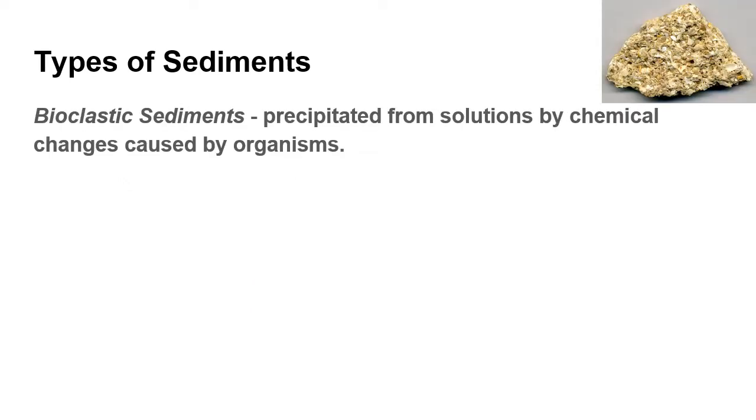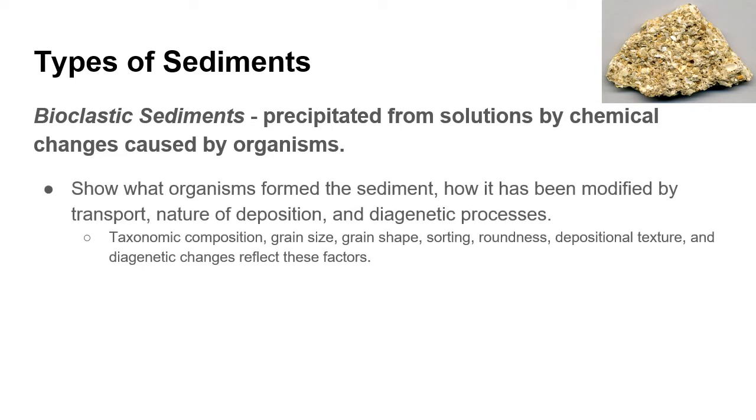Bioclastic sediments, our next group, are a little bit different. So in this case, these are precipitated by organisms themselves. So the chemical alterations that are happening where we go from a dissolved material to a chemical solid precipitant is done biologically. It's done by organisms themselves. However, these are very important. They show what organisms formed this sediment.